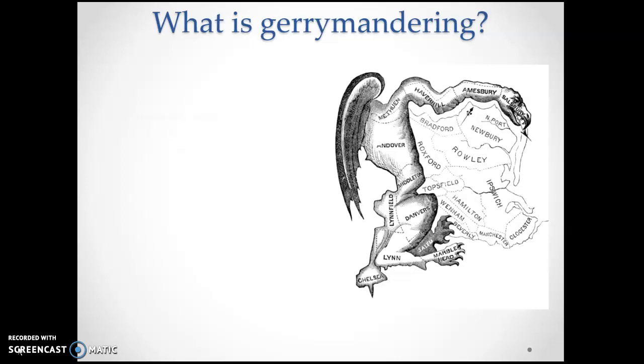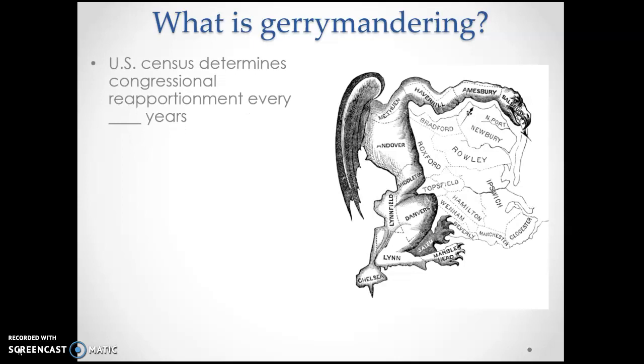What is gerrymandering? And the story of gerrymandering cannot be told if we don't first explain how U.S. congressional districts are drawn and why they are redrawn, right? We know already at this point that the United States is constitutionally required to take a full census of its citizenry every 10 years, right?